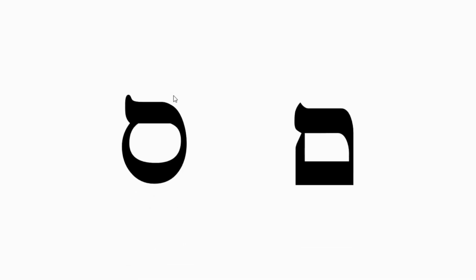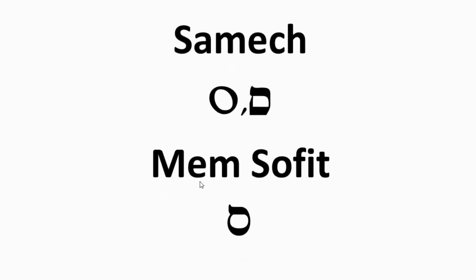Mem, more or less the same letter. Samech. So, excuse me, it's not Samech. I just made the mistake. It's the Mem Sofit, the Inder Mem, as we call it in Yiddish. And we see it's different. This is square, and this is rounded. So it is easy to confuse the Mem Sofit for a Samech. And here's some examples.